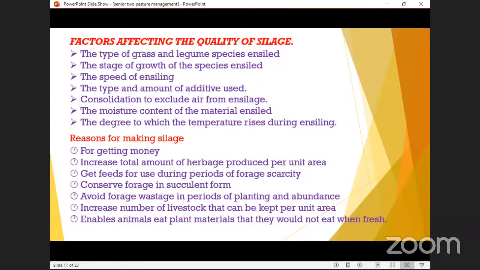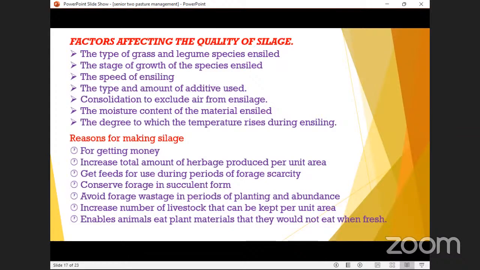So let's look at this last point, which says the degree to which the temperatures rise during ensiling. When it is already inside the silo, are temperatures increasing or dropping? When they are dropping, you have to add in molasses. When they increase, you have to add a little water to reduce the temperatures, to avoid the heating up.